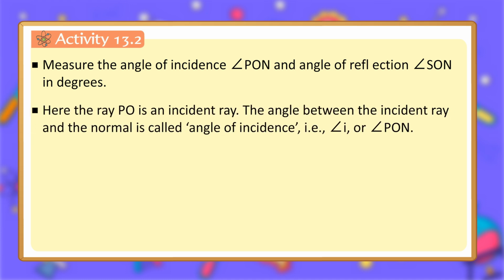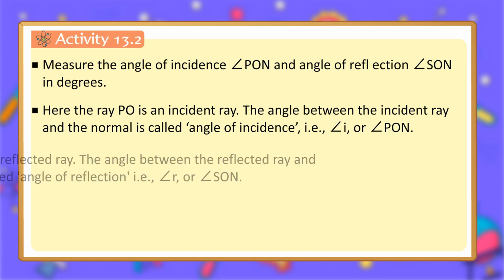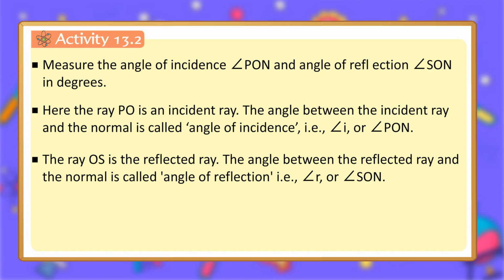Here the ray PO is an incident ray. The angle between the incident ray and the normal is called the angle of incidence, i.e., angle I, or angle PON. The ray OS is the reflected ray. The angle between the reflected ray and the normal is called the angle of reflection, i.e., angle R, or angle SON. ON is the normal line or simply normal.